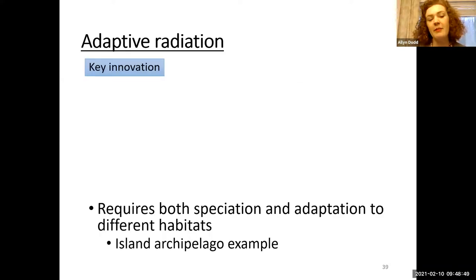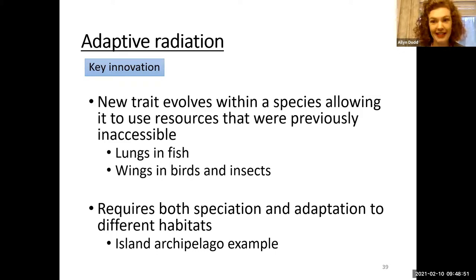Okay, but adaptive radiation really is predicated upon what we call a key innovation. A key innovation is a new trait that evolves within a species, allowing it to use resources that it couldn't access before. Examples of this would be lungs in fish or wings in flying animals. I say birds and insects, but yeah, birds and insects. Well, and bats. I'm not gonna leave out mammals. So for adaptive radiation to occur, you have to have both speciation and adaptation to different habitats.